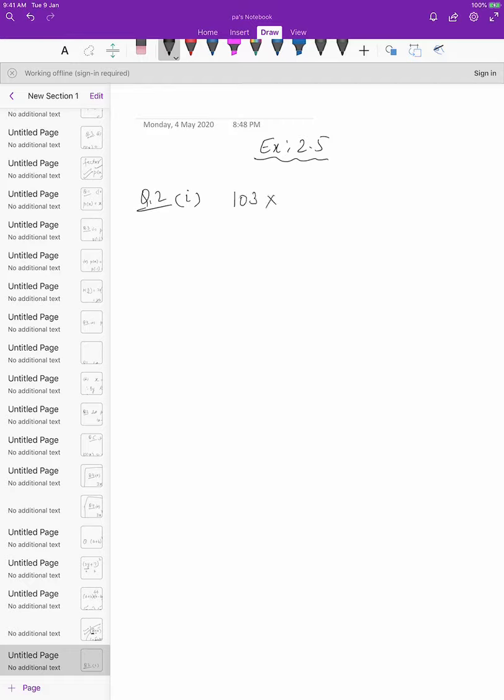First part is 103 into 107. Now you have to write it in a simple form. 103 can be written as 100 plus 3 and 107 can be written as 100 plus 7. We just want to write it to the nearest tens, hundreds, thousand, which makes the calculations easier.